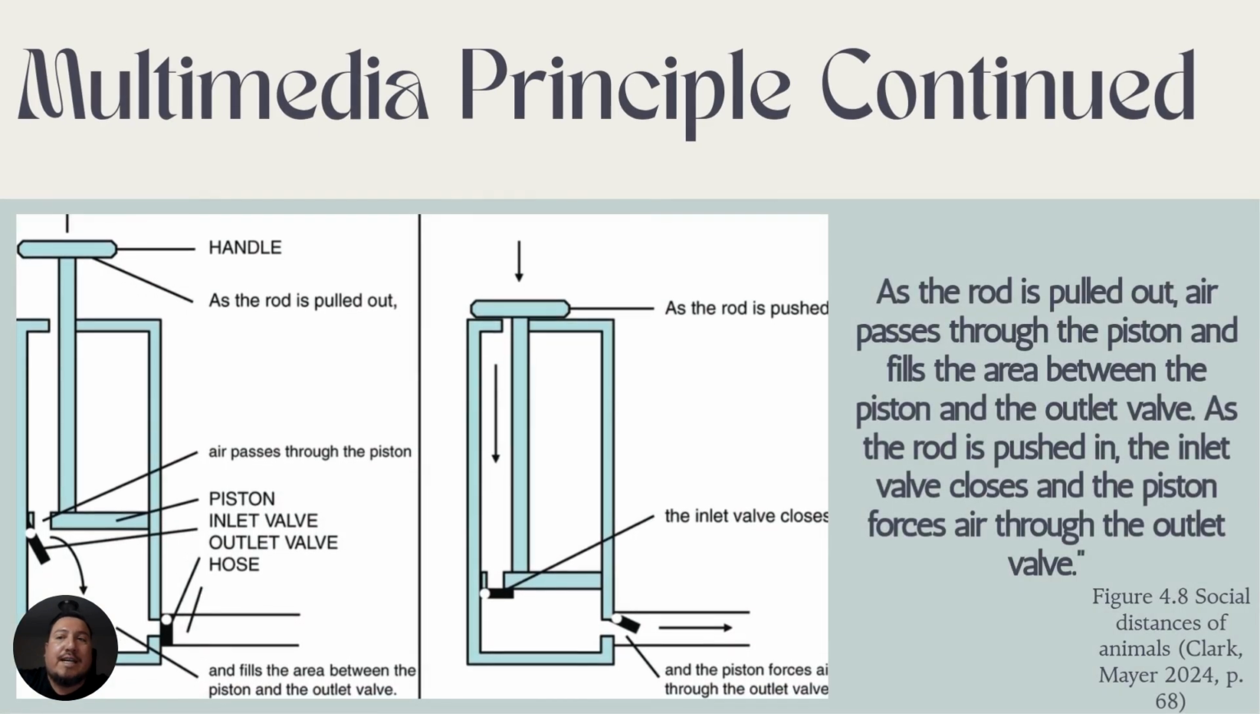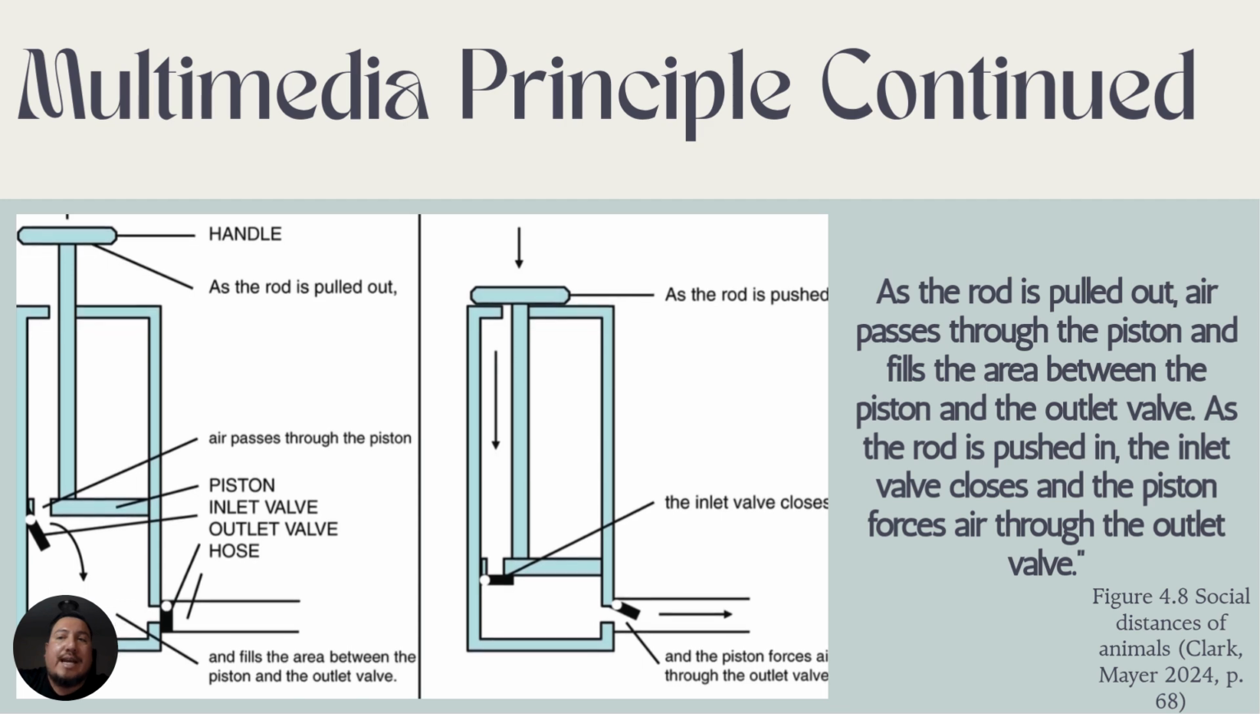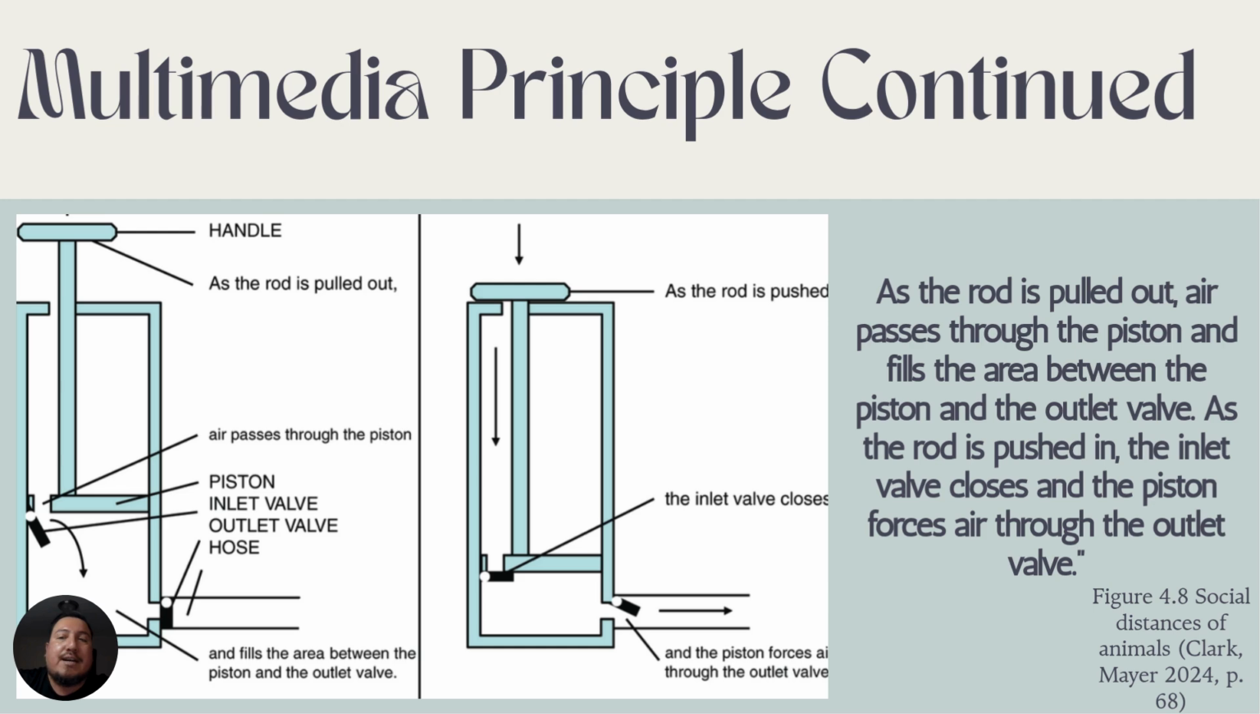As the rod is pulled out, air passes through the piston and fills the area between the piston and the outlet valve. As the rod is pushed in, the inlet valve closes and the piston forces air through the outlet valve. Way easier, right? As stated, it is easier to understand a concept with words and images together, making the learning experience more engaging for the learner.